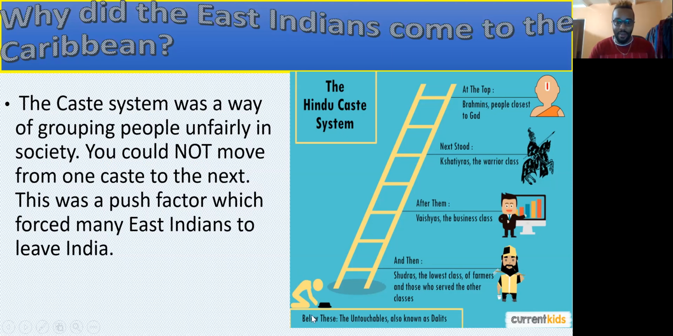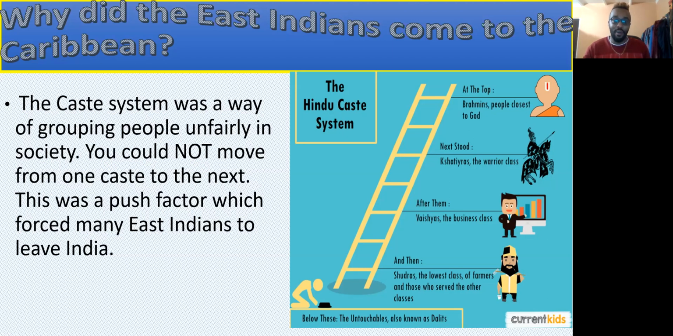This group, they were treated in such a way that many of them were forced, and many of them did not want to remain in that condition. They were not allowed to live in the main city. They could not drink from the well. They had to wear a special type of clothing. They were assigned the task that nobody else in society would do, like cleaning the toilets, cleaning the drains.